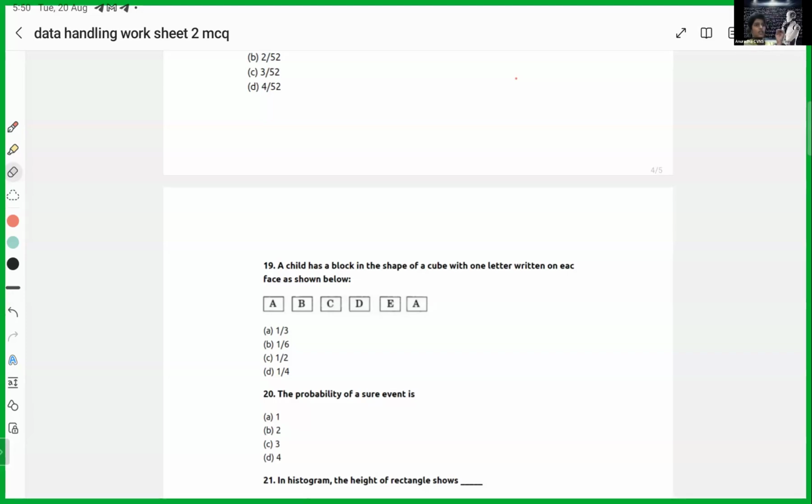Sir, there is no question mentioned in this, so I didn't get anything. No question means what? I didn't have a question to solve, sir, so I didn't get any answer. A child has a block in the shape of a cube with one letter written on each face as shown below. But what is the question? I didn't understand, sir. It is not only your problem. Other students also wrote the exam. Yes, Nanika, you also have the same doubt. Yes, sir.